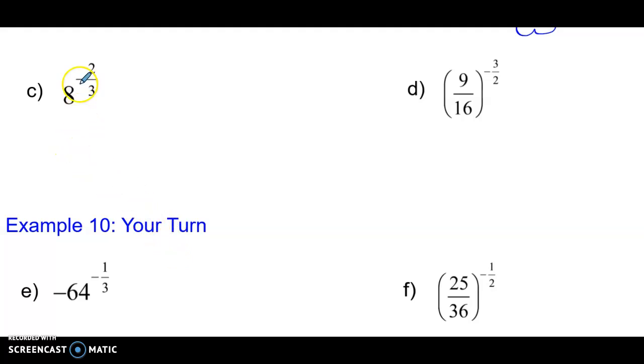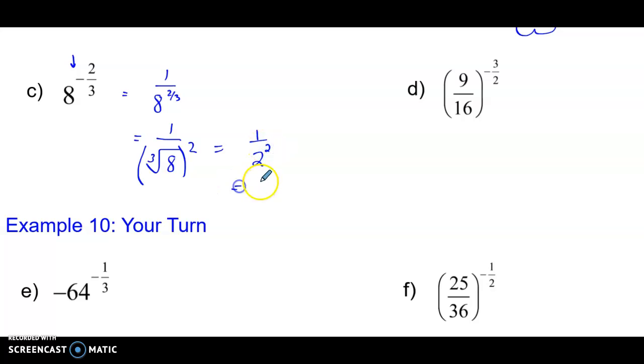Part C. Again, we have this negative exponent. So I'm going to take my base, which is 8, and I'm going to rewrite that as 1 over 8. My exponent on my 8 now becomes positive 2 over 3. 1 stays in my numerator. In my denominator, 3 becomes my index in my radical. 8 becomes my radicand, and then I'm going to hold on to my squared and do that last. So the cube root of 8 is 2. Square the 2, 1 over 2 squared becomes 1 over 4.